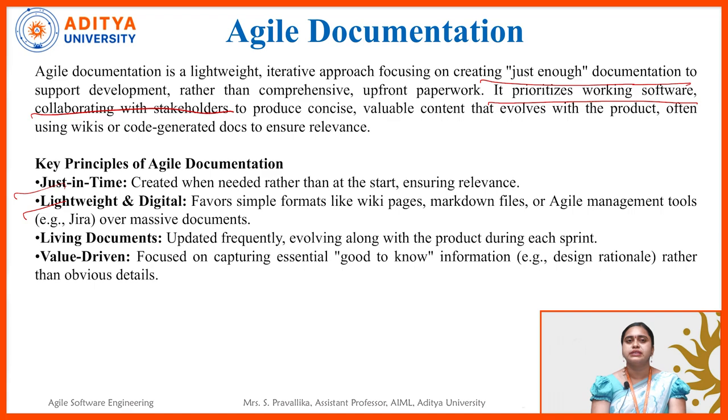Next one, living documents. Living documents are updated frequently, evolving along with the product during each sprint. So we are updating everything in a frequent way, evolving along with the sprint. Next one, value driven. Focused on capturing essential, good to know information rather than obvious details. So rather than going with the obvious details, we'll go with the good to know information. So this was regarding agile documentation.